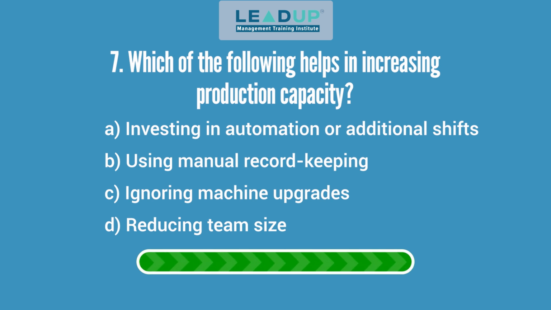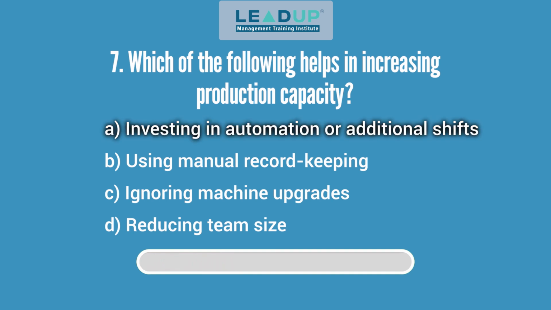Question 7. Which of the following helps in increasing production capacity? A. Investing in automation or additional shifts. B. Using manual record keeping. C. Ignoring machine upgrades. And D. Reducing team size. Answer: investing in automation or additional shifts.